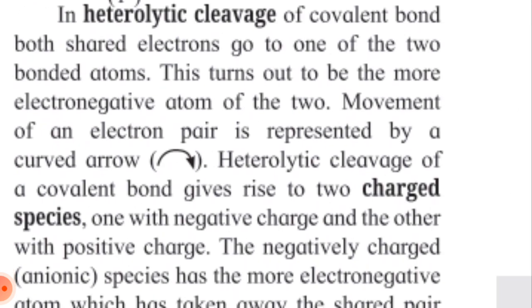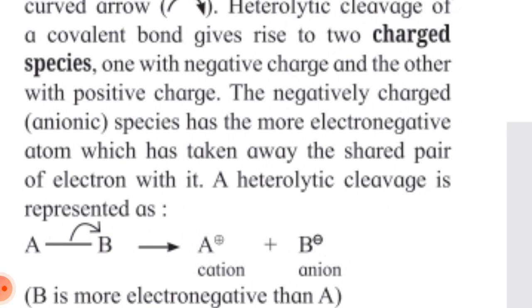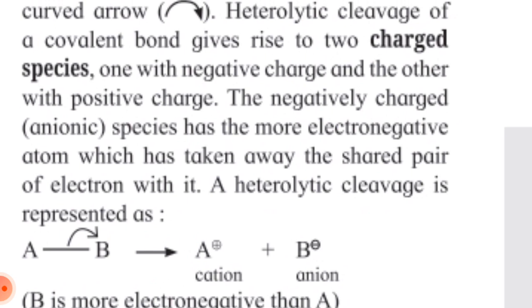In heterolytic cleavage of a covalent bond, the shared electrons go to one of the two bonded atoms. This turns out to be the more electronegative atom of the two. Movement of an electron pair is represented by a curved arrow. Heterolytic cleavage of a covalent bond gives rise to two charged species, one with a negative charge and the other with a positive charge.